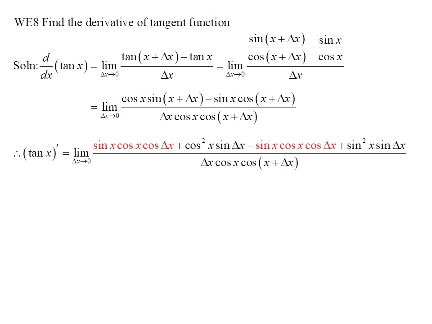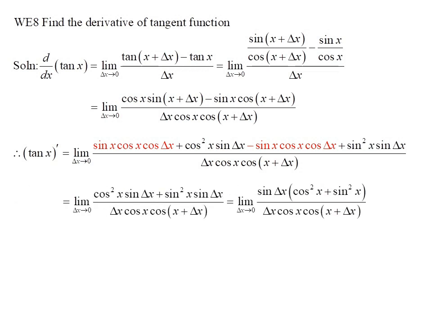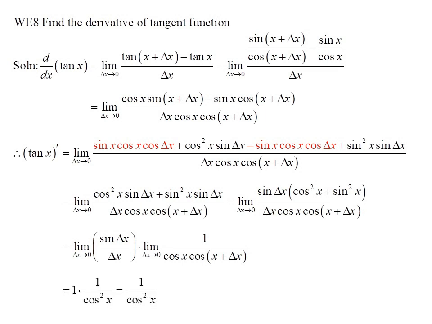After expanding sine x plus delta x and cosine x plus delta x in the numerator, we find the terms of sine x cosine delta x shown in red are cancelled. Hence, the derivative expression is reorganized and simplified to the limit of sine delta x over delta x as delta x approaches 0 times the limit of the reciprocal of cosine x plus delta x as delta x approaches 0, which can be further simplified to the reciprocal of the square of cosine x.